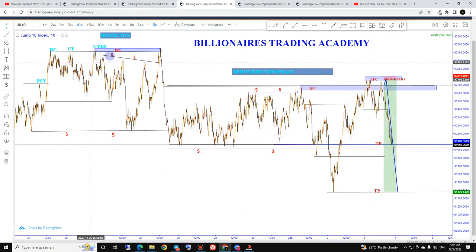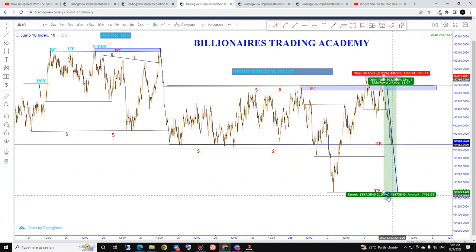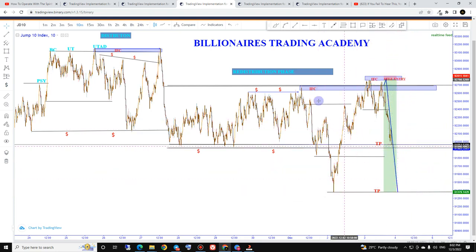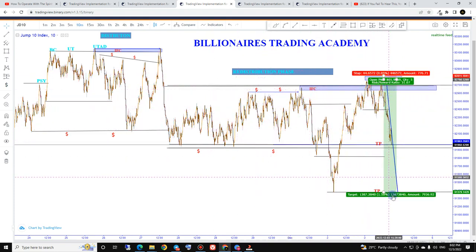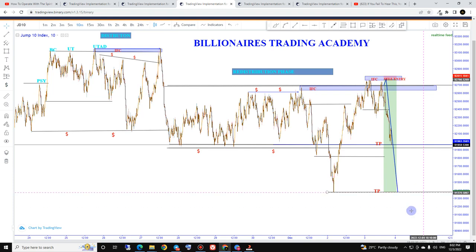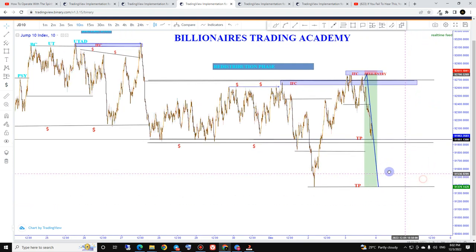As you can see, Jump 10 has hit our first TP, and of course I believe it's going to go all the way down. Since this one was a redistribution phase, it's going to continue going down, and then we may have some consolidation, and from that consolidation we'll be able to tell.